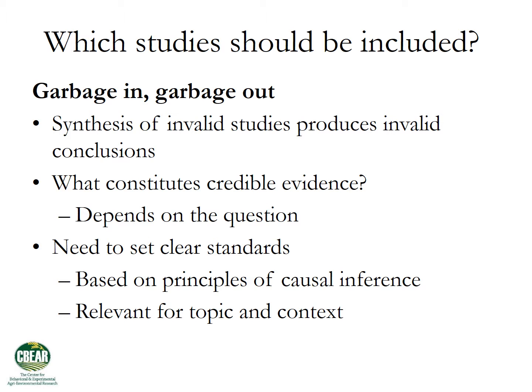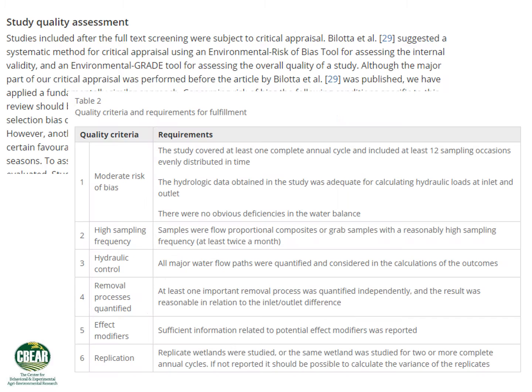So here's an example of a study quality assessment from that particular systematic review. And you can see where they are focused on specific criteria: risk of bias, the sampling frequency, control, the quantification, the removal processes, the effect modifiers, and whether it had been replicated or not. So again, they're trying to be very transparent on how they assess quality of design. And then they're going to try to assign different studies into categories.